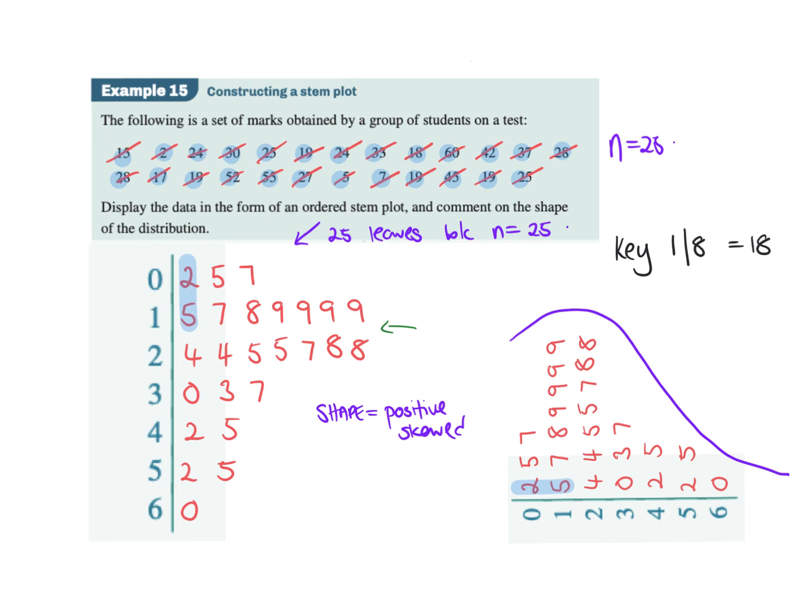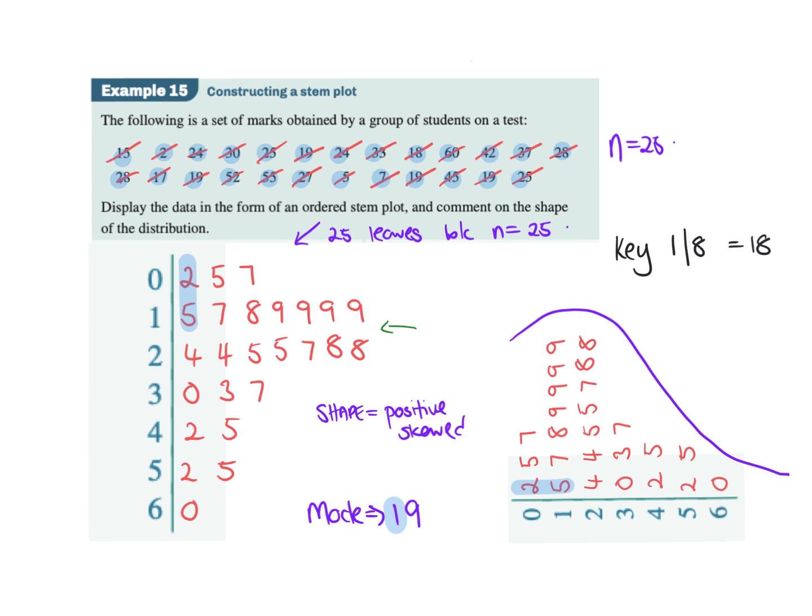Another thing they can ask us about is the mode. Remember we said the mode was the most frequent. So in this one, what's the mode? What number did we see the most? Yeah, the mode was 19. We could talk about that as well if we had to describe it. It says comment on the shape, and that's pretty much all we had to do. We're going to say the shape is positive skewed.